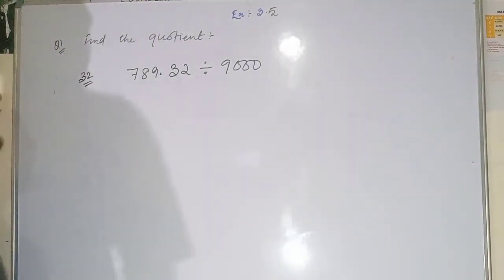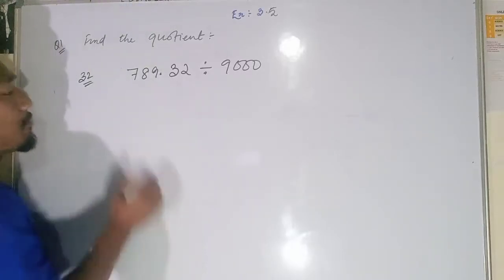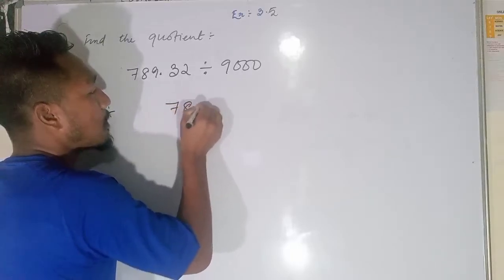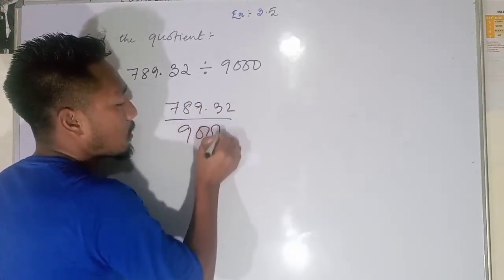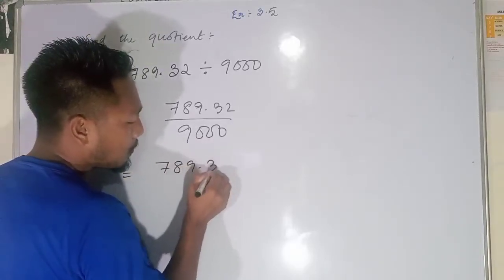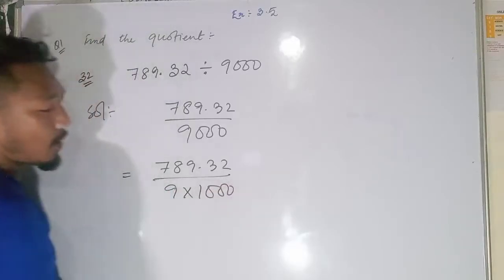So this is our last question. So I'm solving for this last question for the exercise 3.5. So solutions here. So what we are getting, 789.32 is divided by 9000. So again, what is it? 789.32 divided by 9000 into 1000.